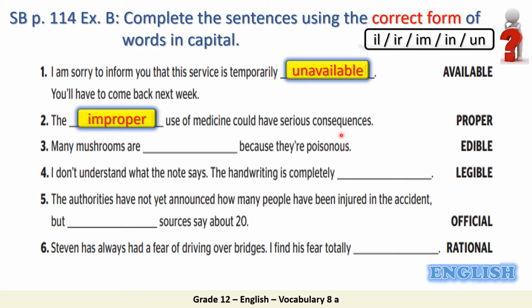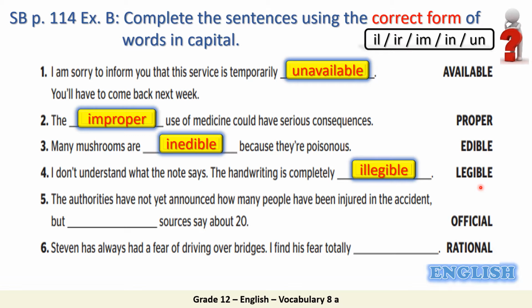Okay. Number 3, your answer, great. Many mushrooms are inedible. Inedible means that you cannot eat them because they are poisonous. How about number 4? Right. I don't understand what the note says. The handwriting is completely illegible. Illegible means it is not clear enough to read. When your handwriting is legible, it means it's clear enough to read.